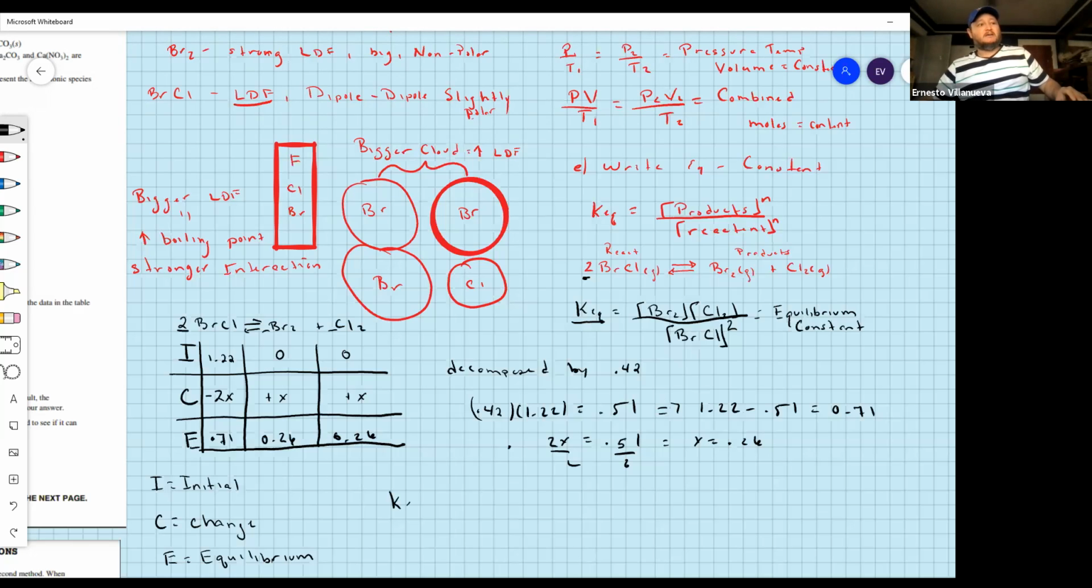So to find the value, then we take our equilibrium constant, right? In this case, it's 0.26 because that's the value of each one in the products, divided by 0.71 squared. And if you work that out, you should end up with 0.13 equals Keq. Okay, that's it. That's it.